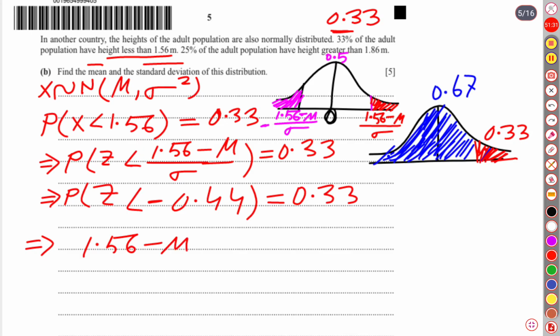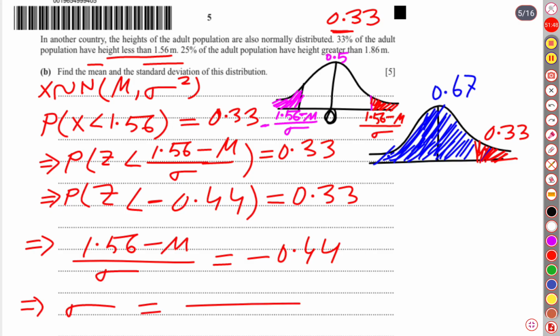1.56 minus mu over sigma is equal to negative 0.44. Now, if we isolate sigma as the subject, it is going to be equal to negative 4. If we dissolve the negative symbols, it is going to be mu minus 1.56 over 0.44. We may leave this as equation number 1, because we will have to form two simultaneous equations since there are two values to be obtained. So there will be two simultaneous equations and they will have to be solved simultaneously. So this is equation number 1.